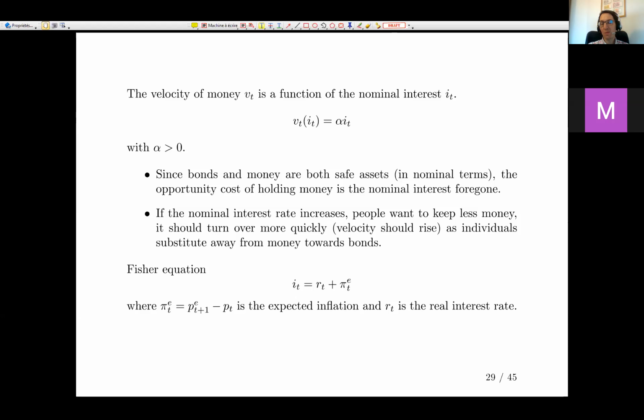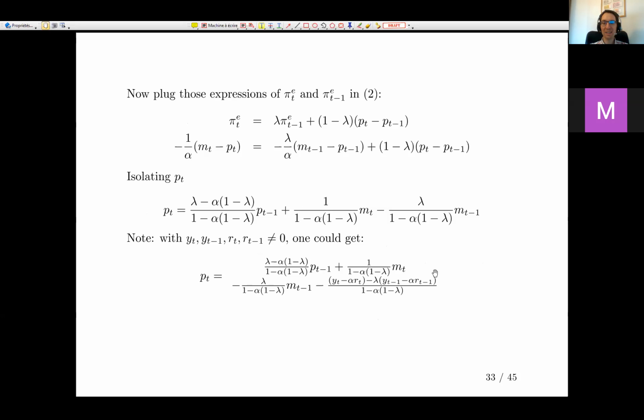So I'm not going to redo all the derivation of the Cagan model. Simply, you have to express expected inflation at time t and time t minus 1, and you get this expression there. So that's what we got last Tuesday.